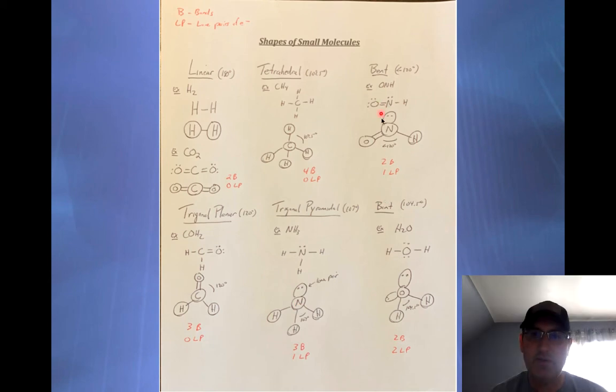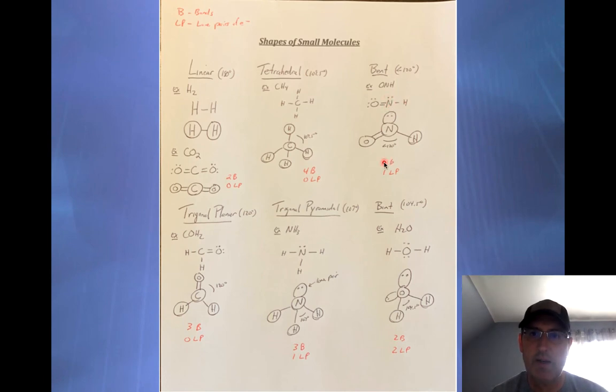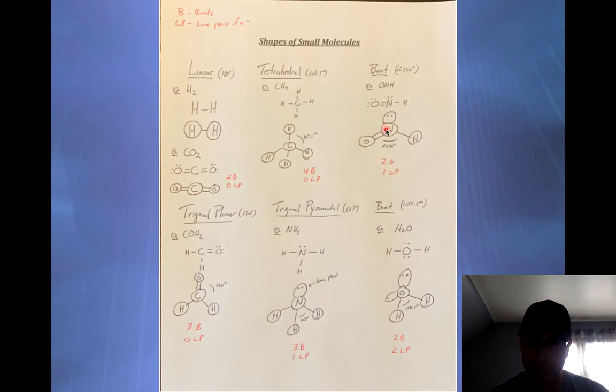And the last 2 are 2 different bent molecules. Okay, this is our first. ONH is an example of that molecule. When you draw the Lewis structure, you have nitrogen in the center, double bond to oxygen with 2 lone pairs. You have a lone pair on nitrogen and then a single bond nitrogen to hydrogen. So remember, you're only looking at the central atom. Nitrogen is in the center. It has 2 atoms bonded to it and 1 lone pair. So 2B and 1 LP.